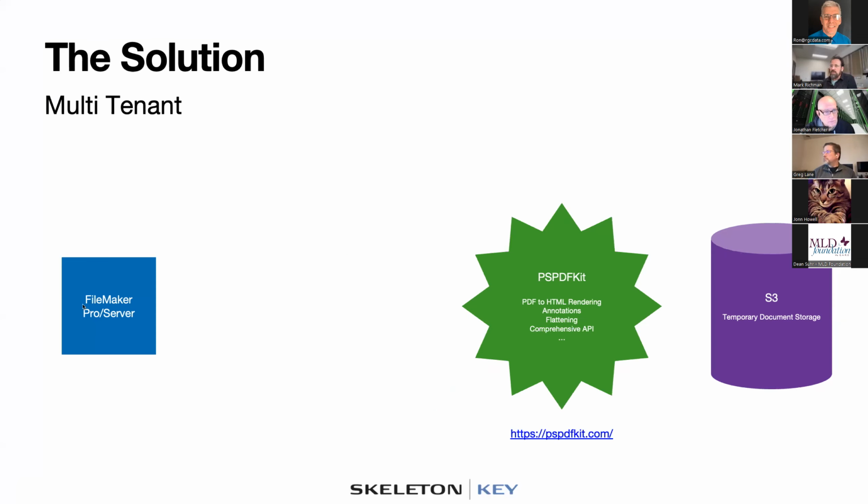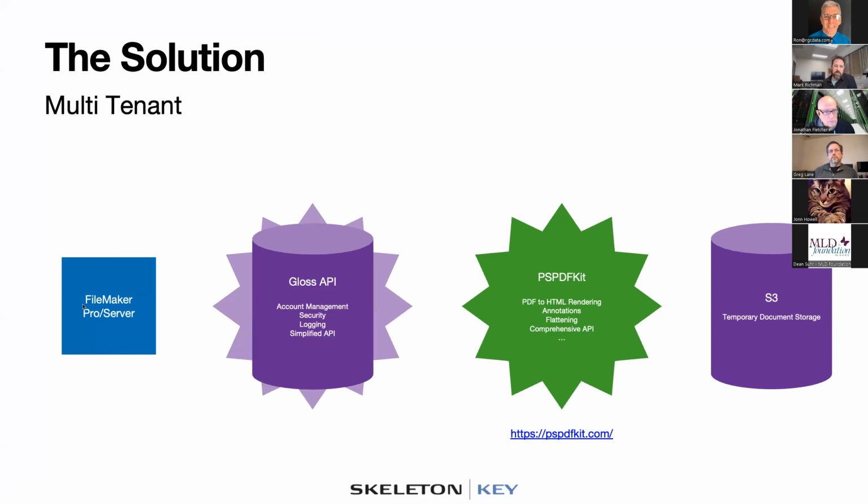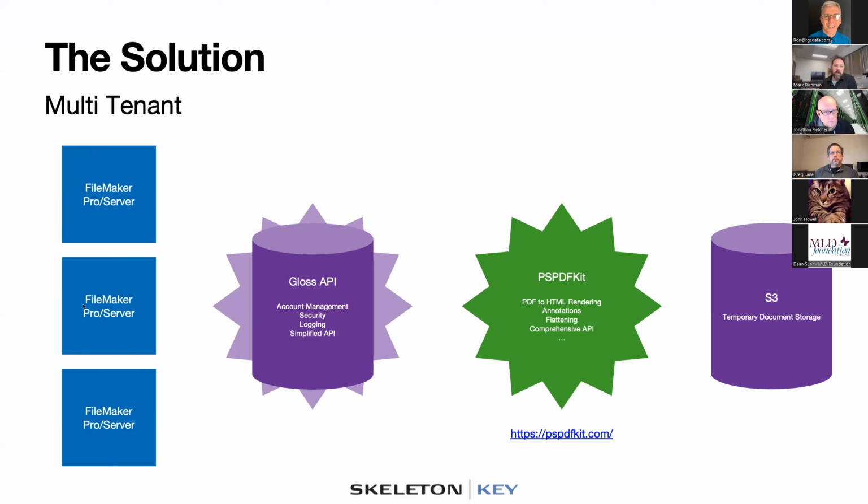What we then did was came up with a mechanism to allow it to be multi-tenant. And to do that, we added another layer in the mix. We put another server. It allowed us to do things like manage different accounts, so we could have different customers with different solutions coming in. It allowed us to introduce layers of security so that you wouldn't be able to see your neighbor's documents and vice versa. Logging, so we could actually allow for more flexible pricing plans. And then a really simplified API.